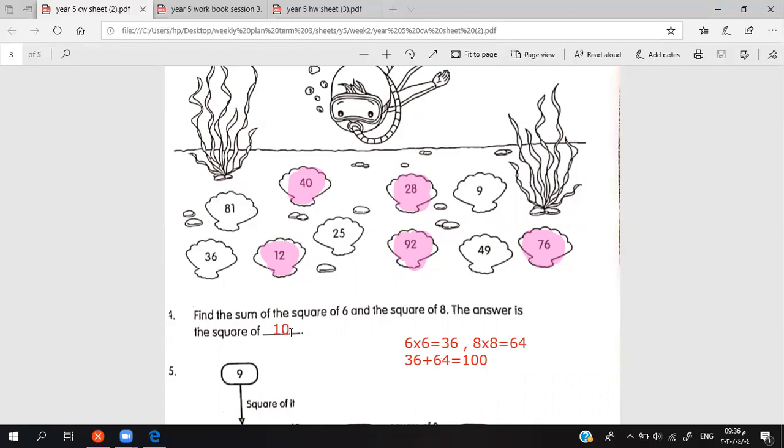Don't anyone write 100 here. He's telling you find the sum of the square of 6, which is 36, and the square of 8, which is 64. The sum is 100. The answer is the square of what? This 100 is the square of what? I mean, what times what gives me 100? Same number, it's the 10. Okay.